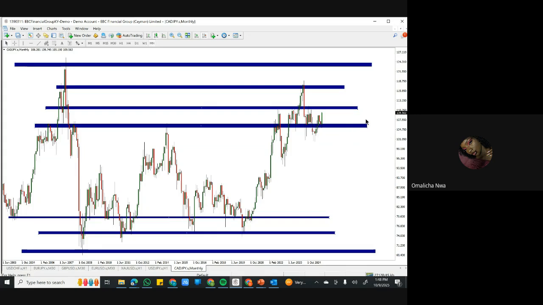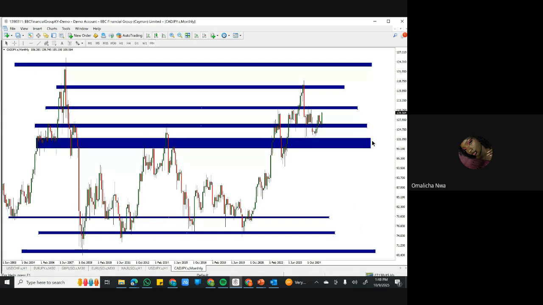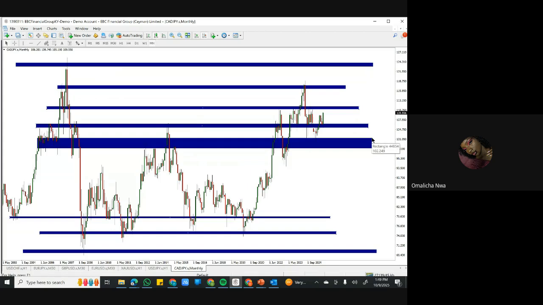Okay, let's get another area of resistance. This is another area of resistance, but this is too large. I'm not going to leave it like this.